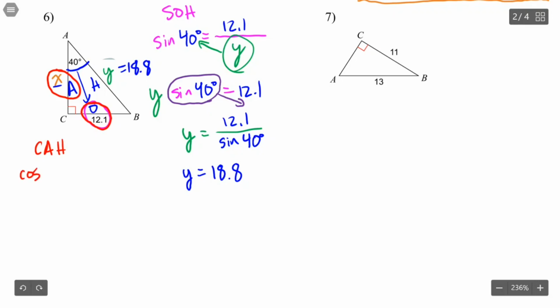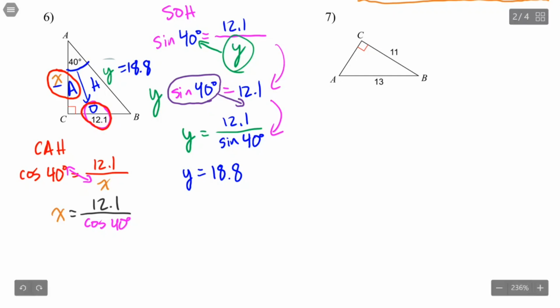So cosine of my angle, 40 degrees, is equal to my opposite, 12.1, over my adjacent. Same steps as before. In fact, since we're going to do this so much, I'm actually going to do a double swap. I'm going to multiply the x up in front. At the same time, I'm going to take my cos 40 and multiply it underneath. Hopefully you're okay with that. If not, do it in 2 steps like we did here, and that's fine too. Now I plug this into my calculator, and I get x is 14.4.